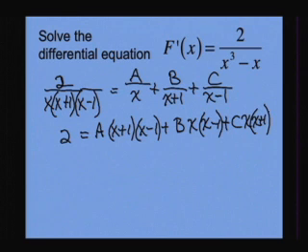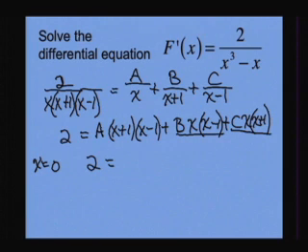So if I start and set x equal to 0, what I'll get is 2 is equal to. Well, notice that when x is equal to 0, it's going to eliminate both of those terms. And here I'm going to get 1 times negative 1, in other words, negative a, which means a is equal to negative 2.